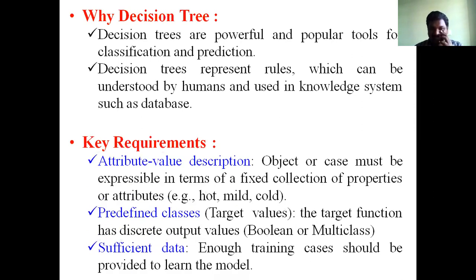Then there are key requirements. The key requirements are attribute value description, predefined classes, and sufficient data. For attribute value description, you have to give some attribute values. The properties are attributes, that means the collection of attributes. That means how to fix the collection of attributes for any data set, how many attributes are required for this one data set.